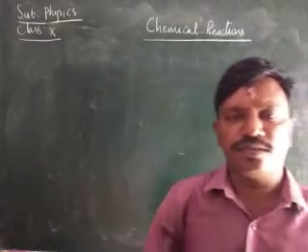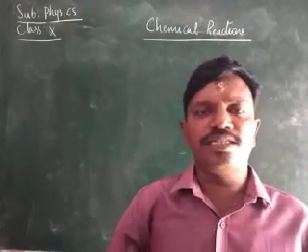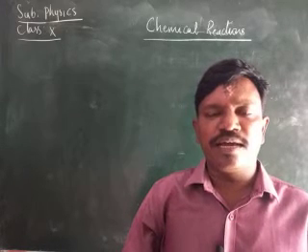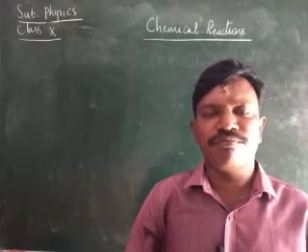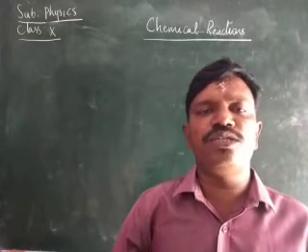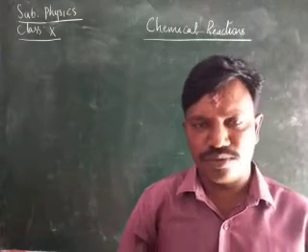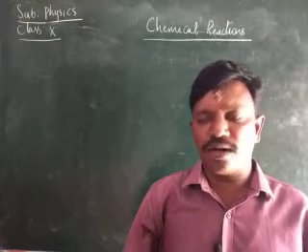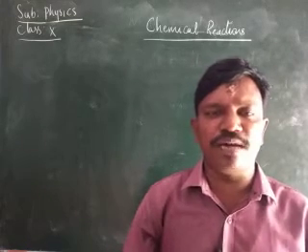Good morning, children. In the previous class, we learned about chemical combination. Chemical combination is the reaction in which two elements or compounds combine together to give a new product, a new compound. As a part of chemical combination, we have seen two examples.